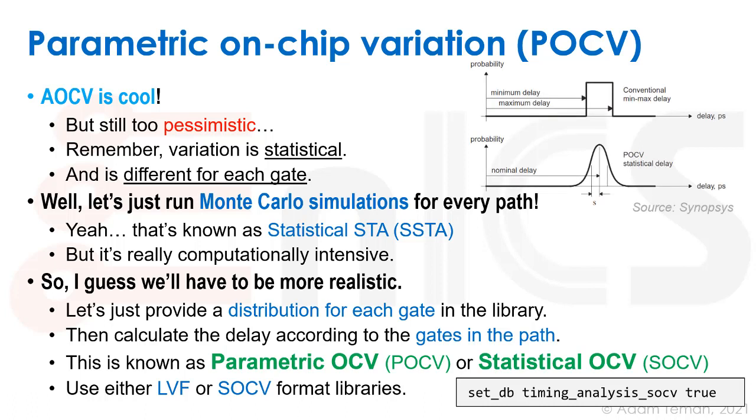So we have to be more realistic, and what is done is this POCV, or also sometimes called statistical OCV, SOCV. That's the Cadence name, this is the Synopsys name. They also give a different library format for this. And what it does is it provides a distribution for each gate in the library, so each gate gets its mu and its sigma, and then we can calculate the delay according to the gates on the path.